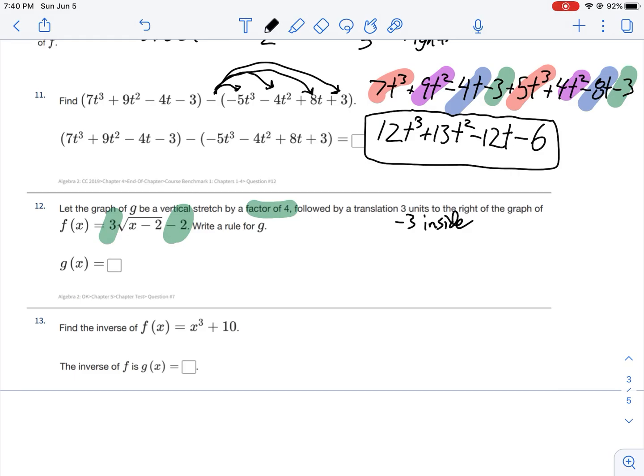So we're just going to take that minus 2 on the inside. We're going to subtract 3 more. That's going to move us 3 more units to the right. So we have 4 times 3 is 12. This is x minus 5 on the inside because we've subtracted 3 more inside. And then negative 2 times 4, negative 8.